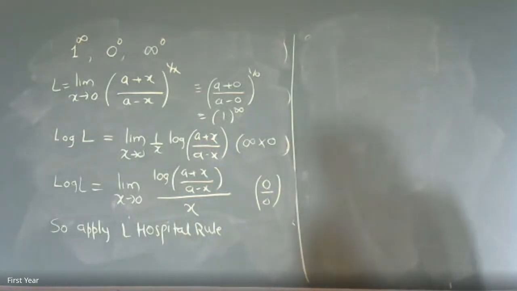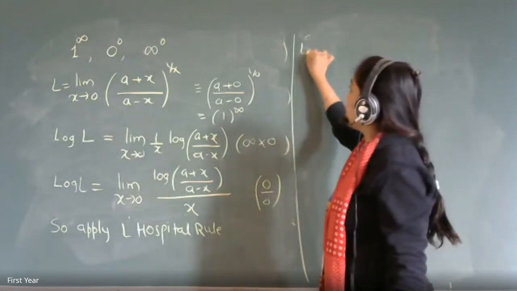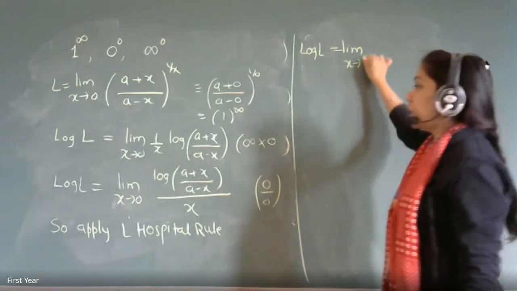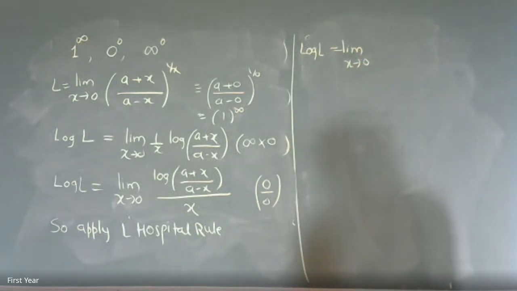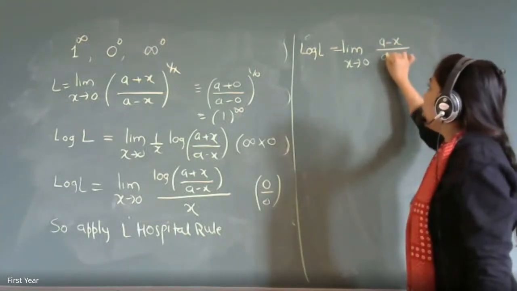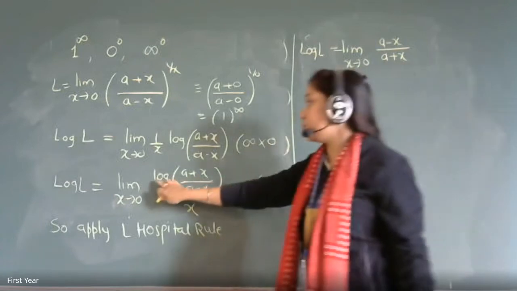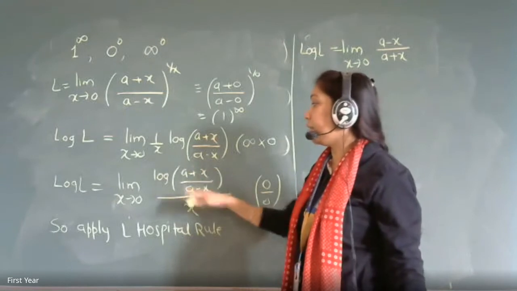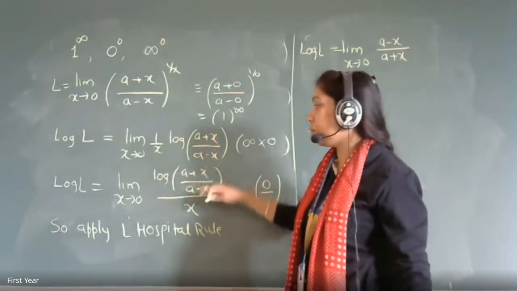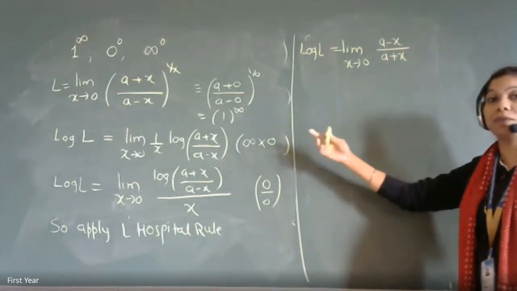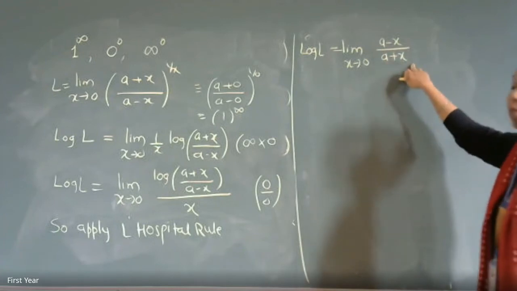So log L is equal to this. Hence we can apply the rule and we get log L equal to the derivative of the numerator, that is log of (a plus x) upon (a minus x). What's the derivative of log? 1 upon the function. So this will become the reciprocal. Please see this step carefully, those who have not understood. The derivative of log of (a plus x) upon (a minus x) is 1 upon this function. So 1 upon means it will become the reciprocal: the denominator goes in the numerator. So it is (a minus x) upon (a plus x). Is this okay?